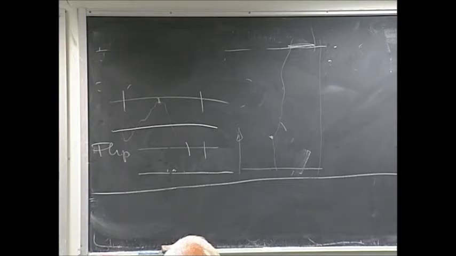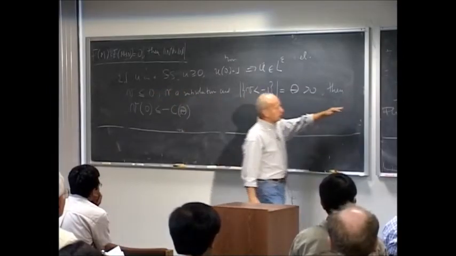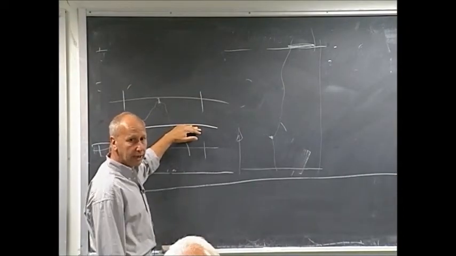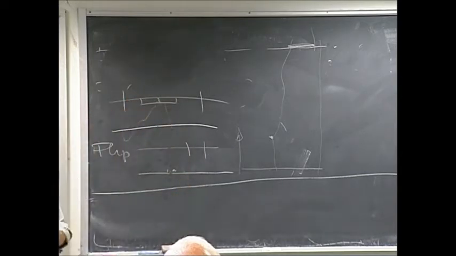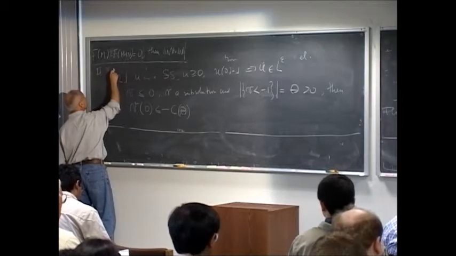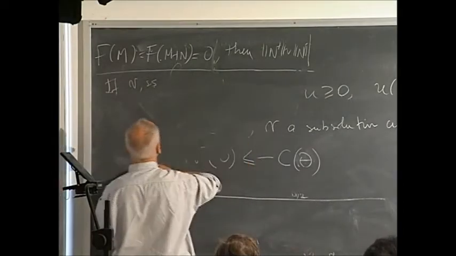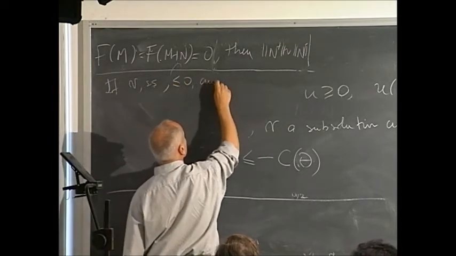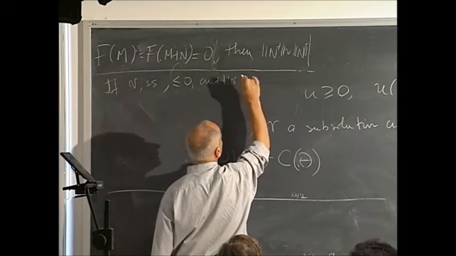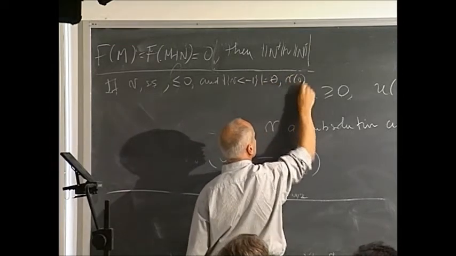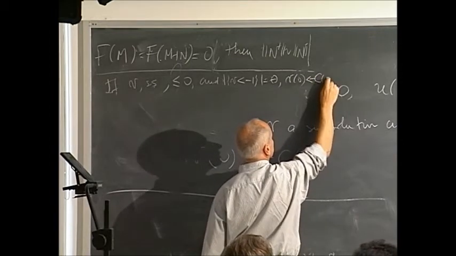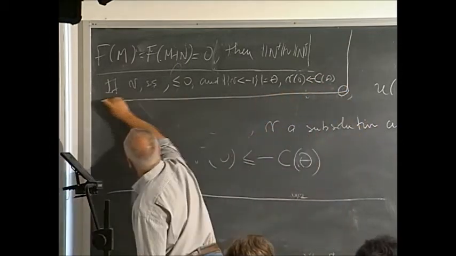So it is a consequence of this that if I have a subsolution and I have a piece where the subsolution is less than minus 1, then the subsolution near the origin separates from 0. It's like the De Giorgi oscillation lemma. V subsolution smaller or equal than 0, and the measure of the set where V is less than minus 1 is equal to theta, then V of 0 is less than minus a constant depending on theta. So let me put these two.